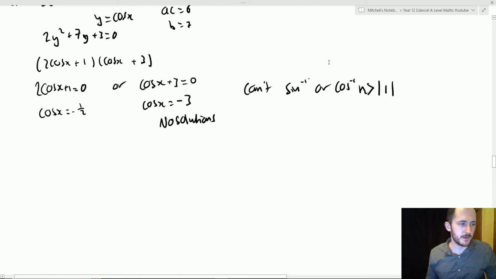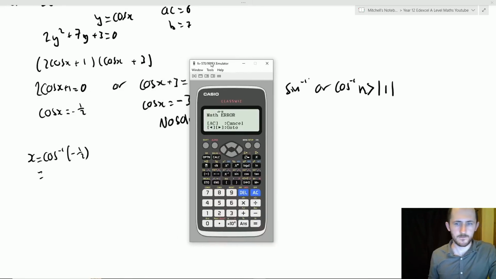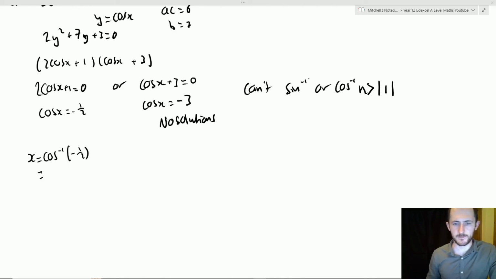And again, the reason for that is because otherwise the adjacent or opposite side would be bigger than the hypotenuse. So really focusing on this, which helps us out a little bit. So x is equal to the inverse cos of negative a half, which is 120 degrees, but that's nice.